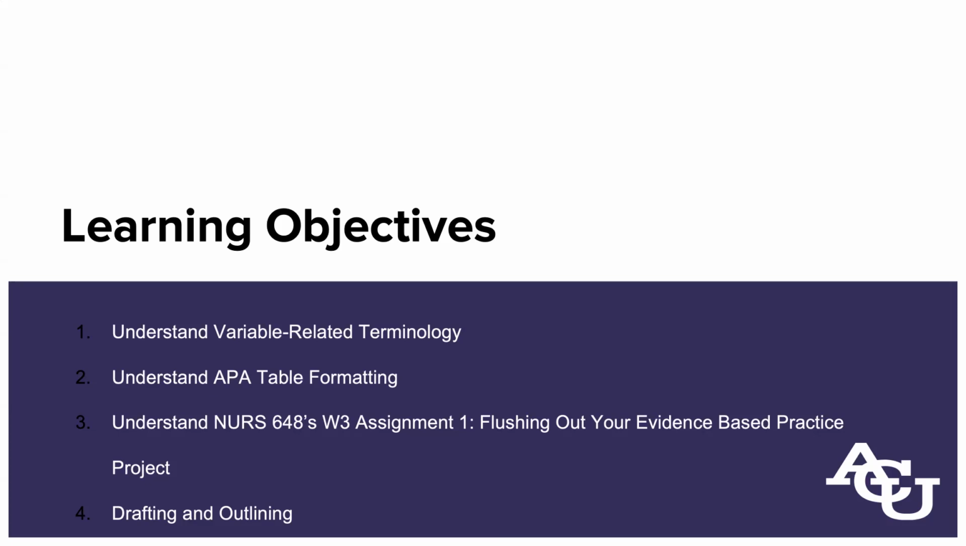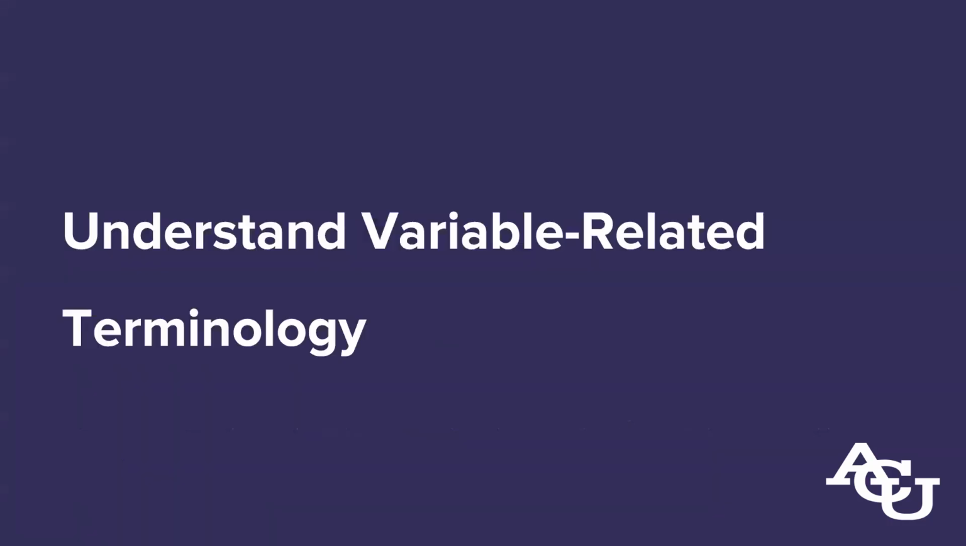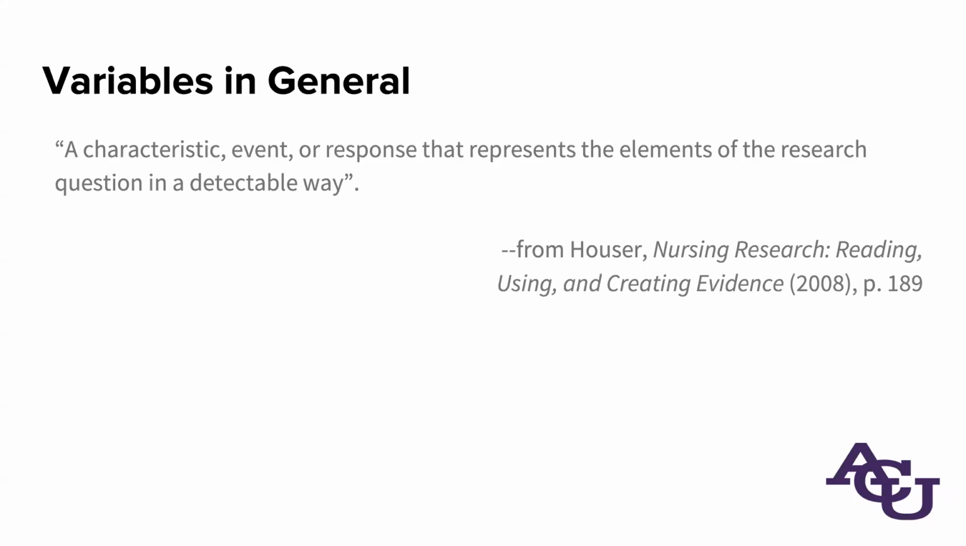Then we're going to delve specifically into Nursing 648's Week 3 Assignment 1 and talk through that, understand the different things that it's asking you to do and how to arrange, to format, and how to plan this. And then we'll finish with a section on drafting and outlining, which includes some suggestions from your professor on this particular assignment. All right, with no further ado, let's talk about those variables. So in the context of a research study, what is a variable? Well, take it from the Hauser text.